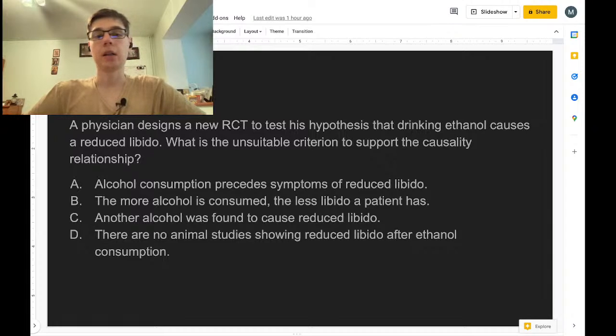A. Alcohol consumption precedes symptoms of reduced libido. B. The more alcohol is consumed, the less libido a patient has. C. Another alcohol was found to cause reduced libido. Or D. There are no animal studies showing reduced libido after ethanol consumption. Let me know your answer in the chat box.